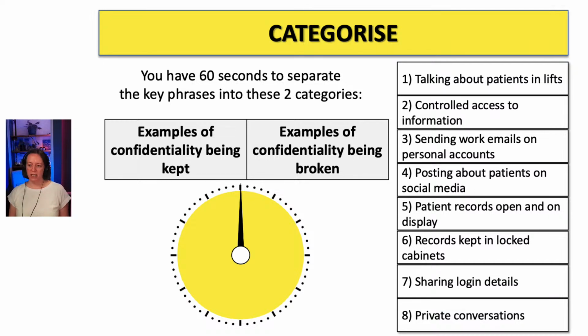Nice and simple. I want you to split these 8 statements into examples of confidentiality being kept and examples of confidentiality being broken. So to give me your answers to this one, you can write kept and then tell me the numbers, and then you can say broken and then tell me the numbers. I'm going to give you 60 seconds of music. Hopefully, fingers crossed, the music will work. Here we go.